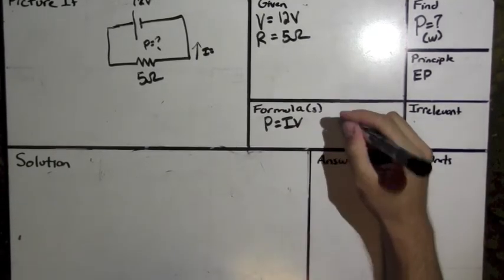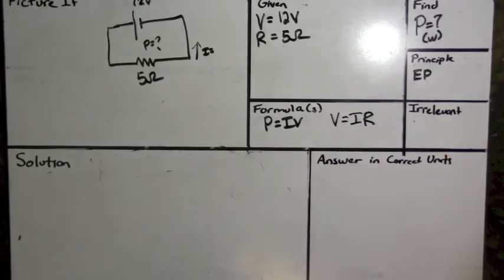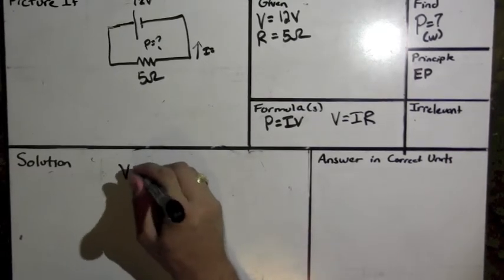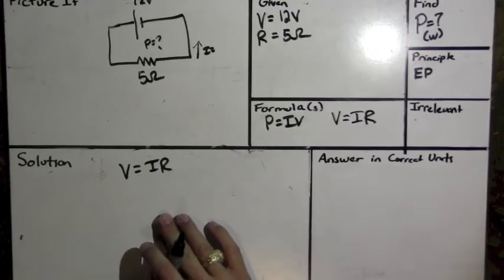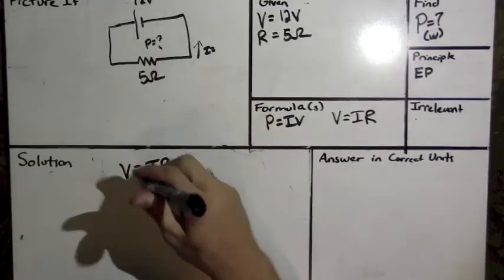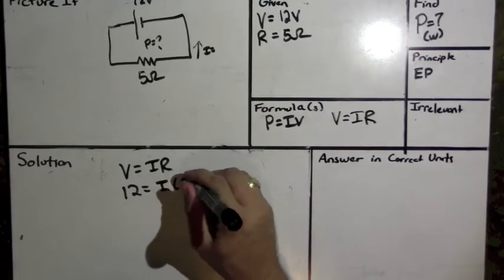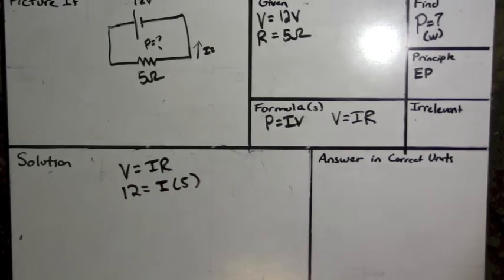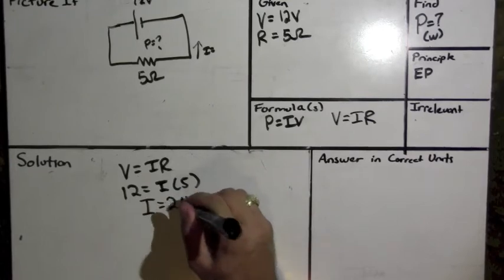You should know that you can use Ohm's law and you can solve for the current. So that's what I'm going to do in this case. I'm going to say V equals IR, and then what I can say is 12 equals I times 5. And when I do that, I take 12 and I divide it by 5, and I get the current as 2.4 amps.